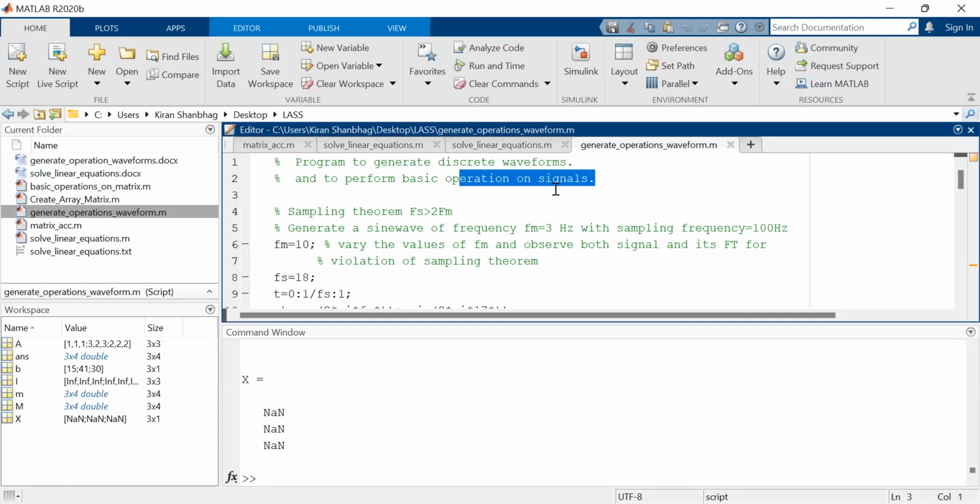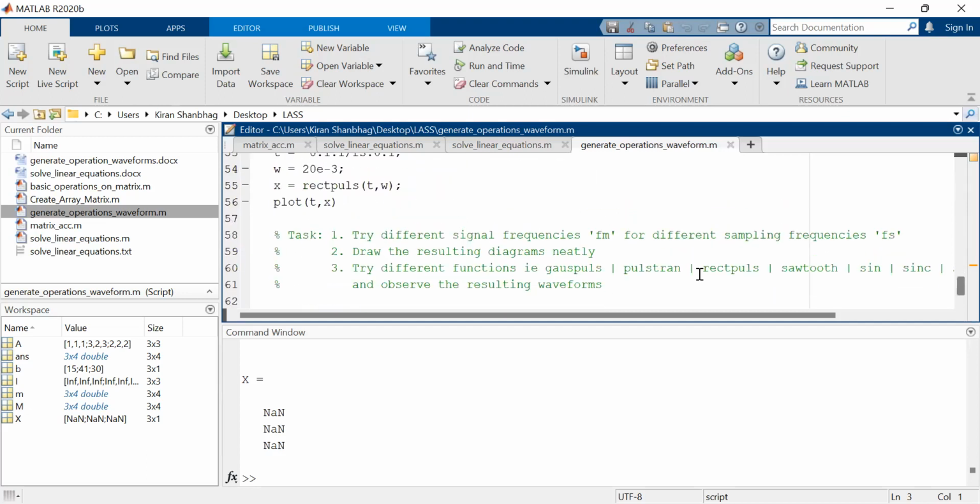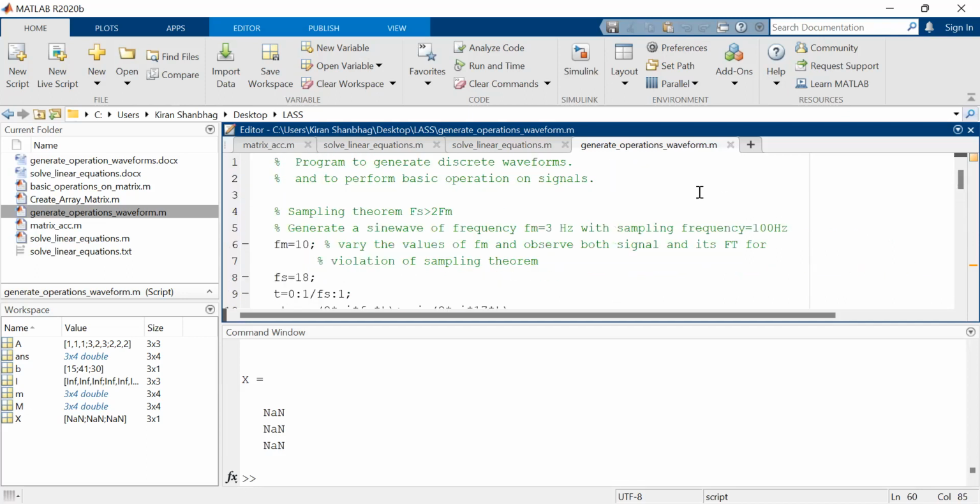So for the time being, I'm just going to show you the generation of a sinusoidal waveform, because that is sort of tricky. All other waveforms, by the way, there are no standard methods. You just know the numbers. You just have to express them. Sinusoids are sort of tricky. Okay, so the commands I would like you to try are the Gaussian pulse, the pulse train, the rectangular pulse, sawtooth, sine, sinc. Okay, there are so many commands which will help you generate several waveforms. But I would like you to concentrate more on a sinusoidal waveform.